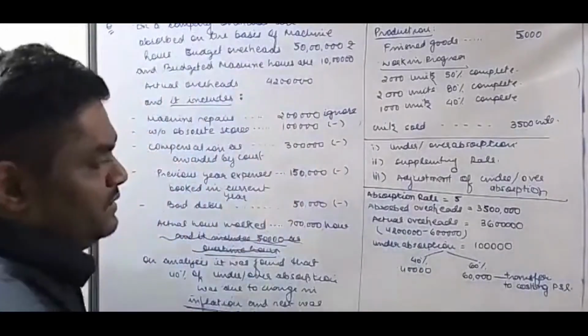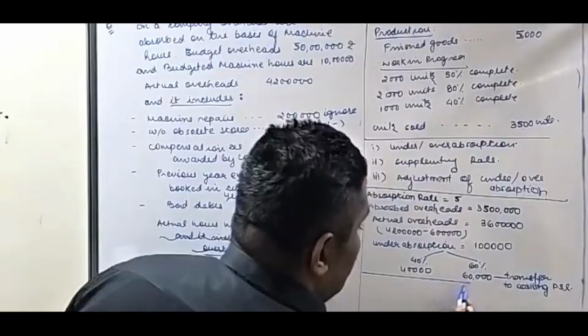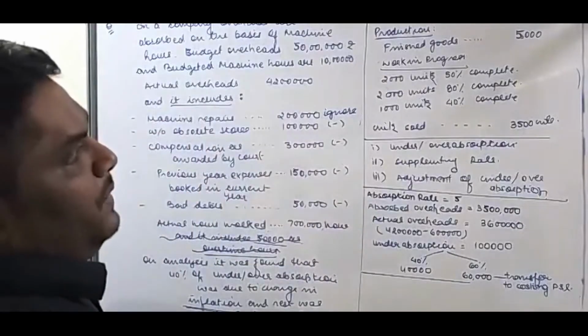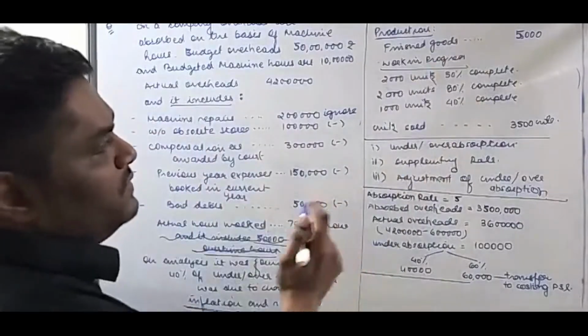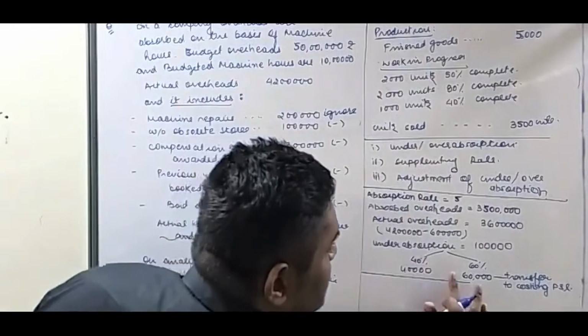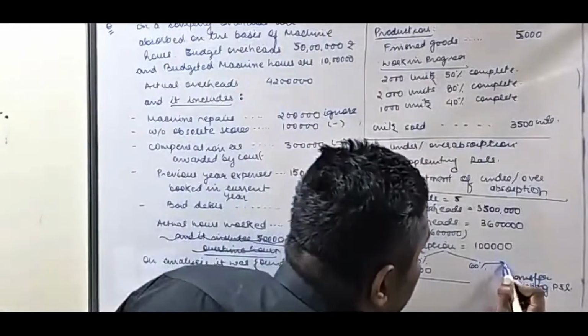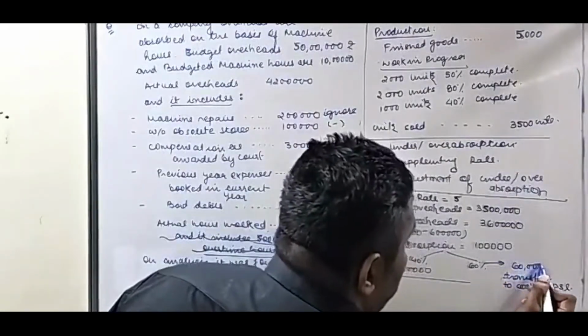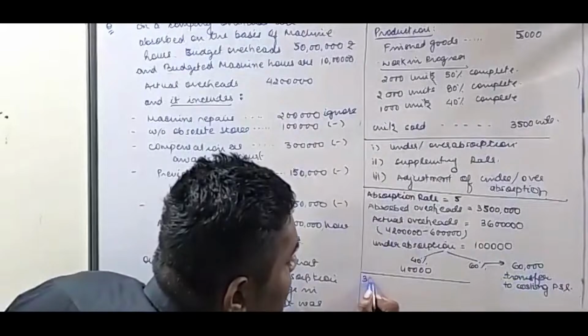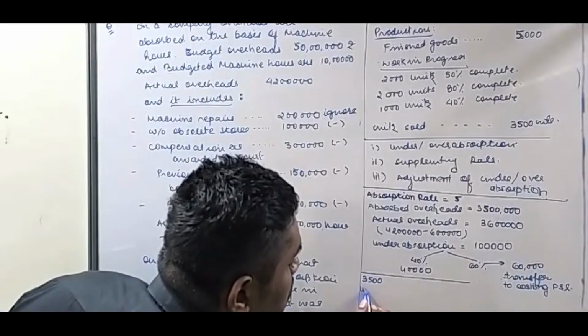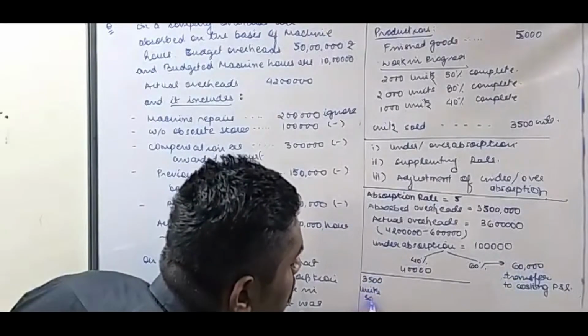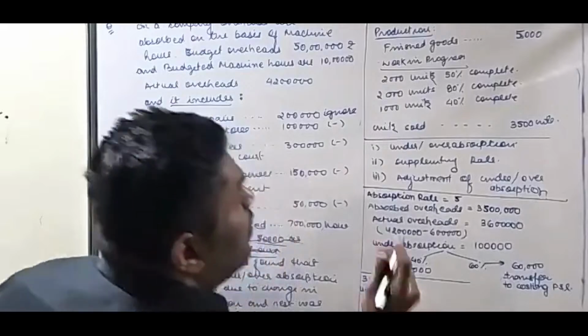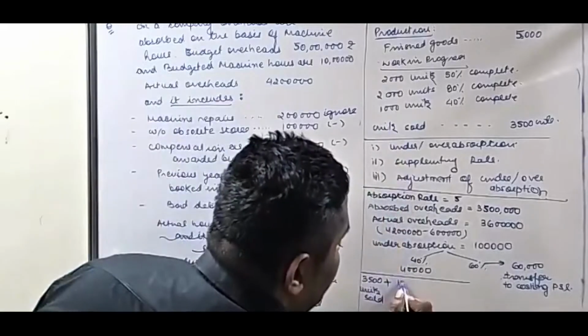So this was the twist. Now, when talking about the calculation of supplementary rate, finished goods are 5,000, and 3,500 units are sold. So the remaining 1,500 are finished stock.